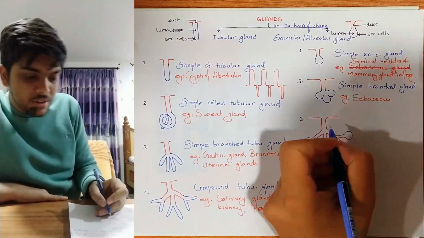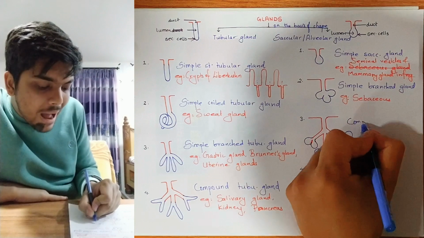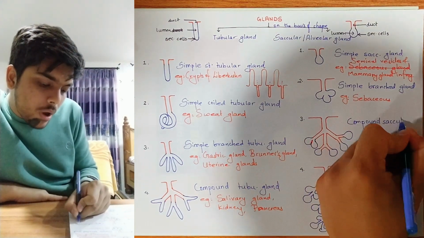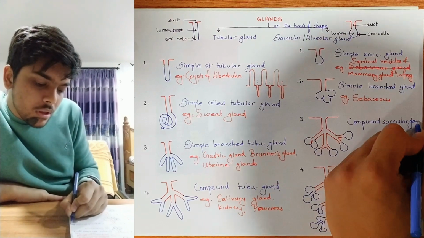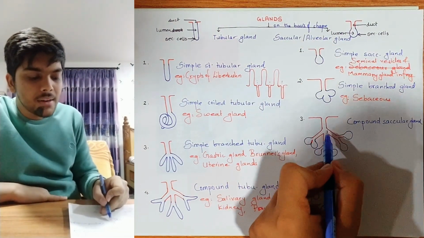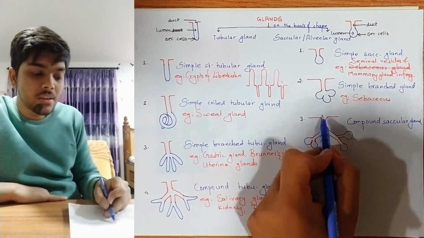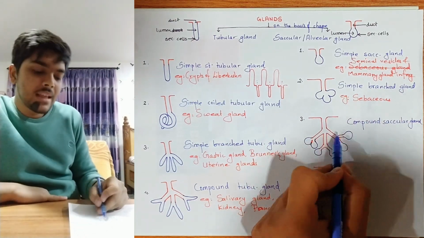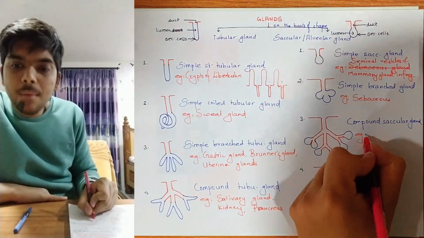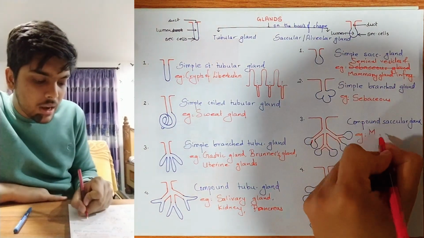Number 3 is your compound saccular gland. Why is it called so? I've already mentioned, compound because the duct part itself is highly branched. Look at the red part. It's branched, right? That's why it's called compound. Example of which is your mammary gland.